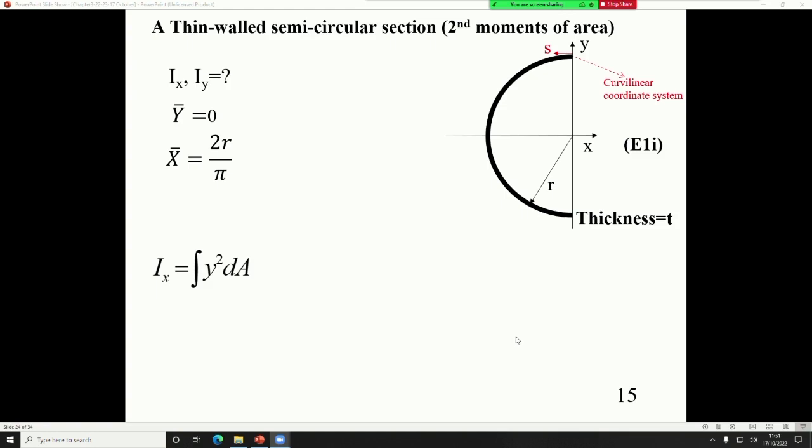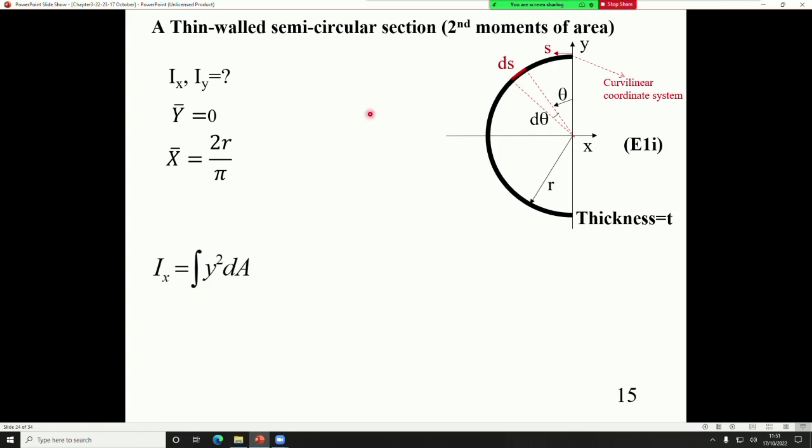So we have, again, a small element. The length of the element in the curvilinear coordinate system is ds. The area of the element is t ds, so dA is equal to t multiplied by ds. ds has a central angle of d theta. Therefore, dA is equal to t times R times d theta.